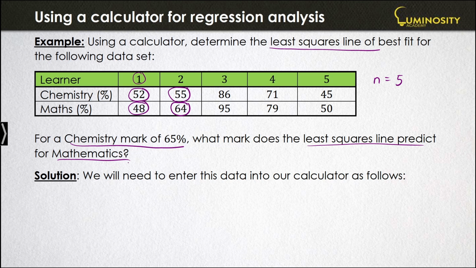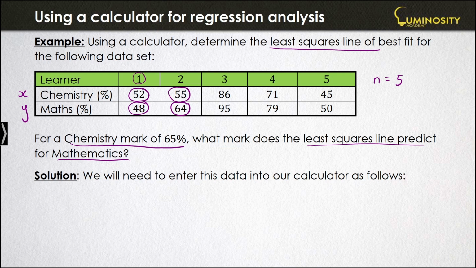Based off the question, we can actually determine what is x and what is y. Your x will always be your independent variable. This is the variable that you're going to use when you're substituting into your least squares line. In this case, chemistry is the independent variable, so I'm going to label that x, and maths is y. Generally, x and y will be given to you. Otherwise, based on the context of the question, you can deduce which is your independent and dependent variable.